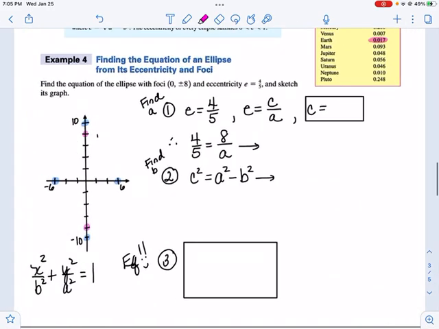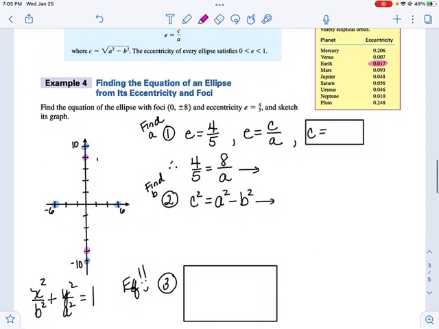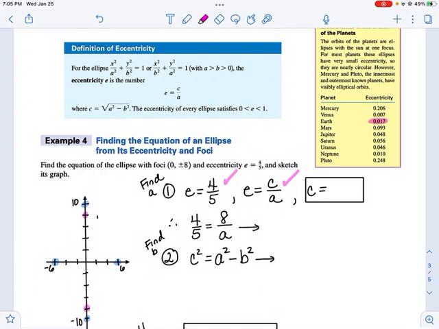All right, so with this problem, you want to find the equation of the ellipse with the foci 0 plus or minus 8 and the eccentricity E equal to 4/5, and then sketch its graph. So we have to start off with the value that we have for E, and we have the foci. So we actually know what C is, right? E is equal to 4/5, and E is C over A, the formula that gives you your eccentricity, the flatness. So we get C is equal to 8.